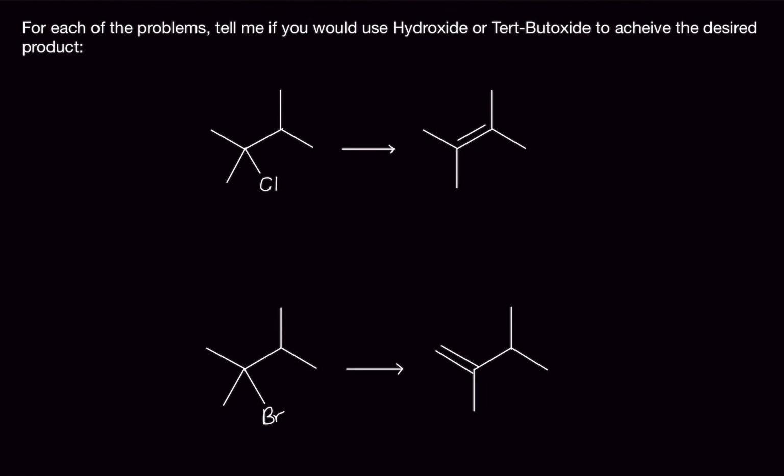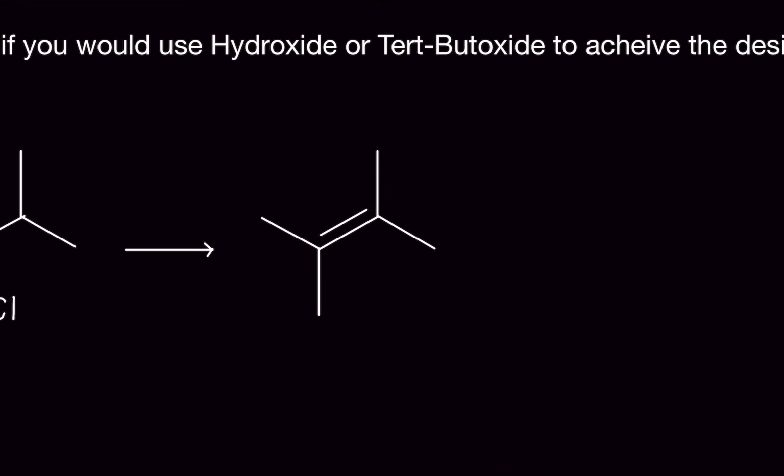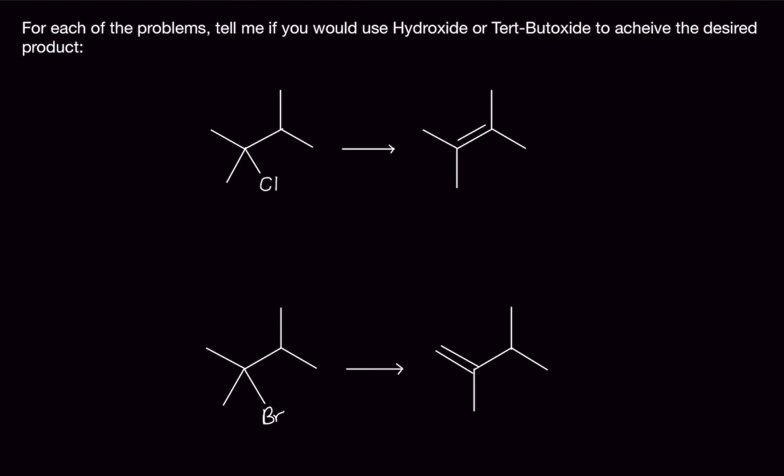All right, for each of the problems, tell me if you would use a hydroxide or tert-butoxide to achieve the desired product. All right, so we're only going to use two different bases, right? Either hydroxide or tert-butoxide, according to the question. Hydroxide is not a bulky base. Tert-butoxide is. So hydroxide will give us the more substituted alkene, and tert-butoxide, since it's a bulky base, will give us the least substituted alkene, or less substituted.